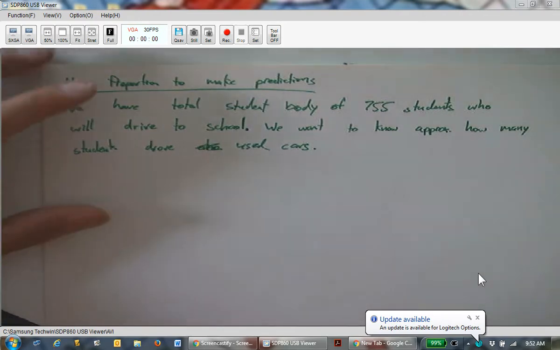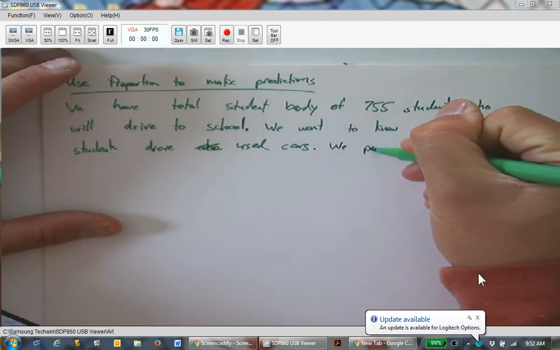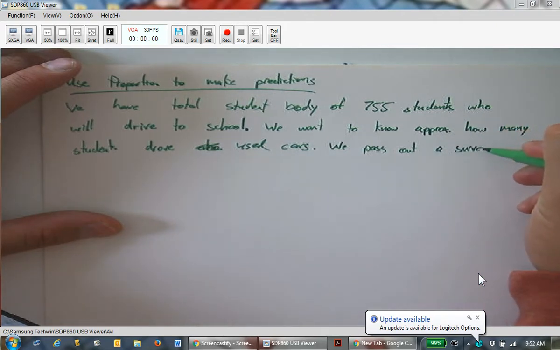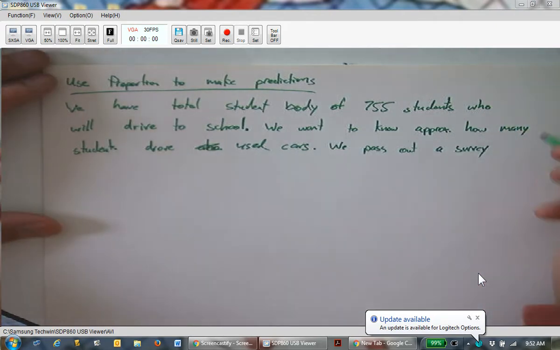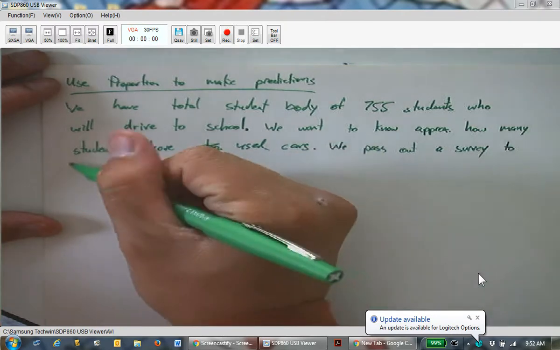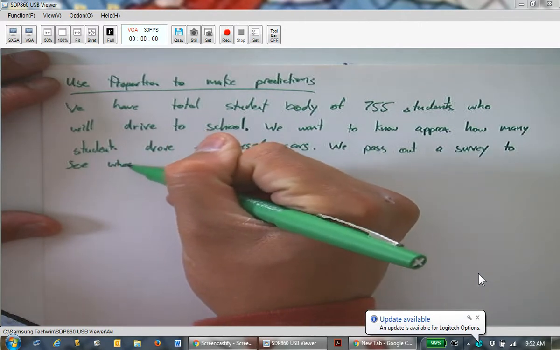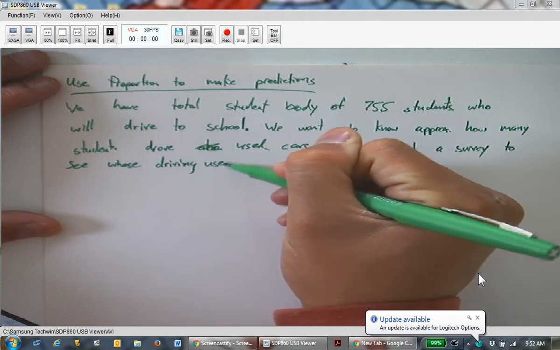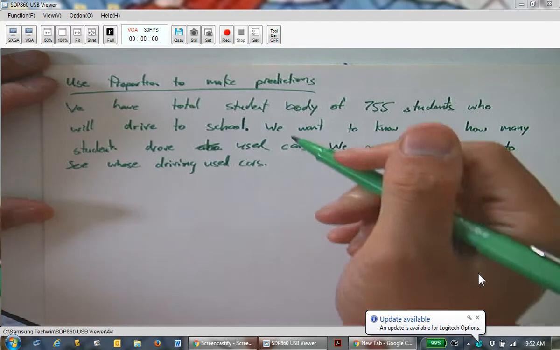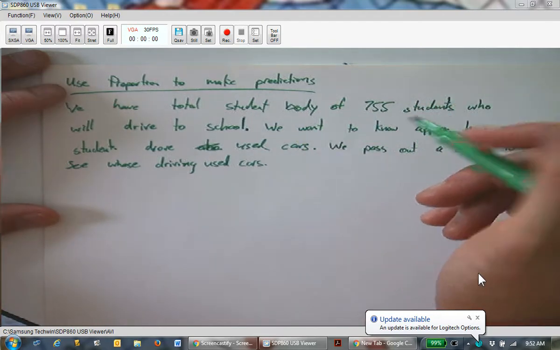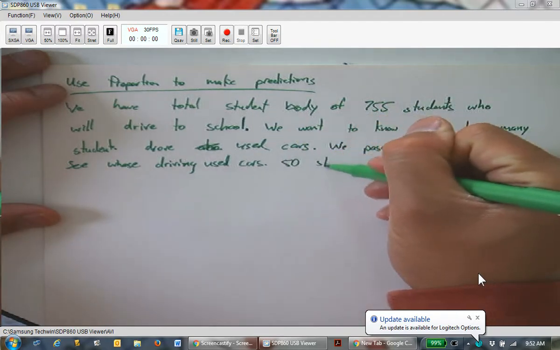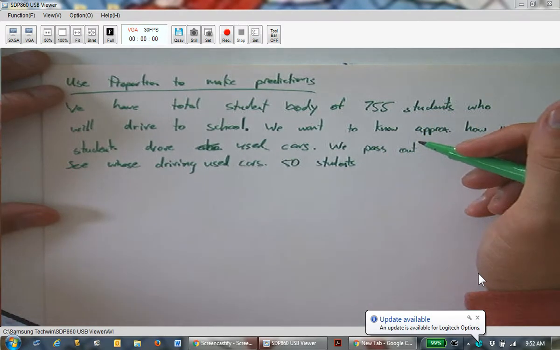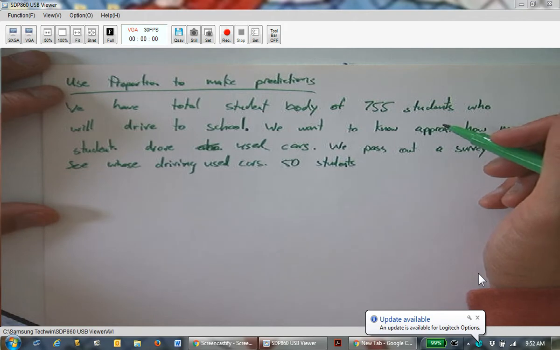So let's say this. We pass out a survey to figure out how many students are driving used cars, and only 50 students return the surveys. Does that sound about right? Like only about 50 out of like 750 kids would actually care.